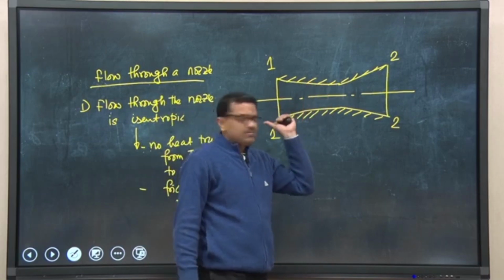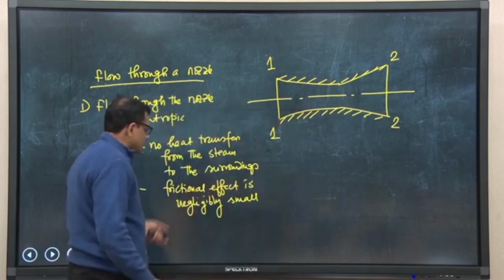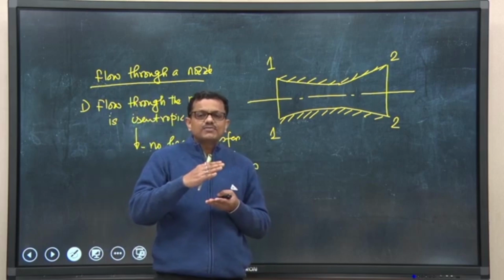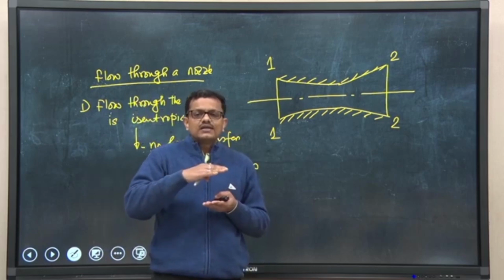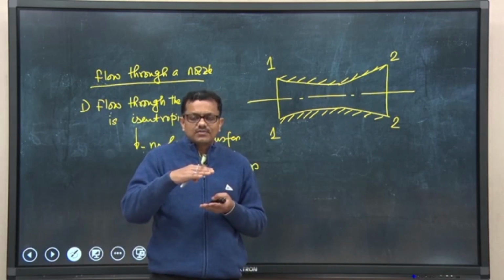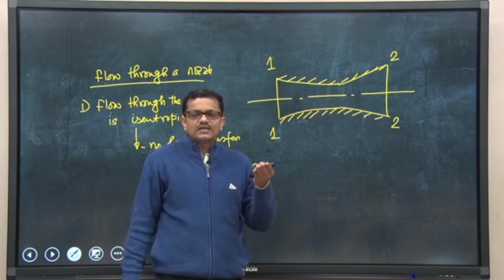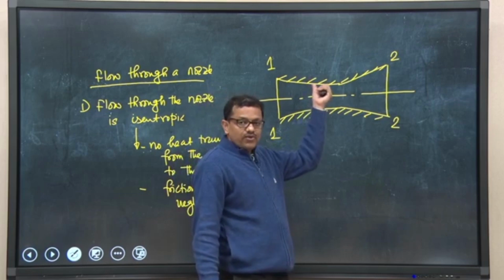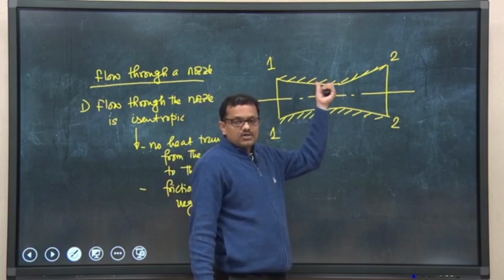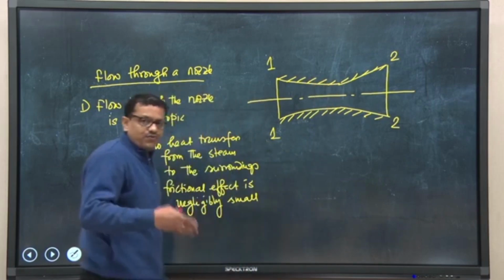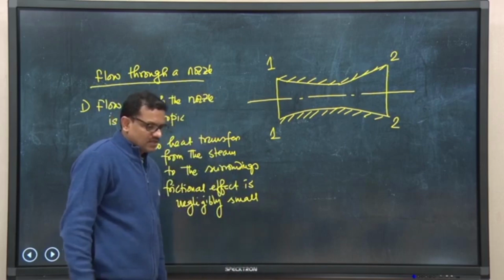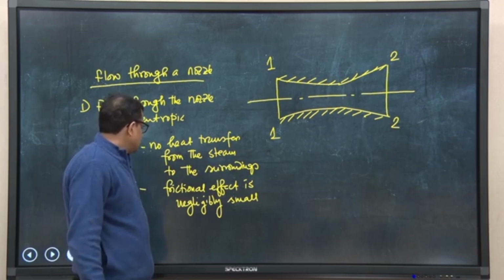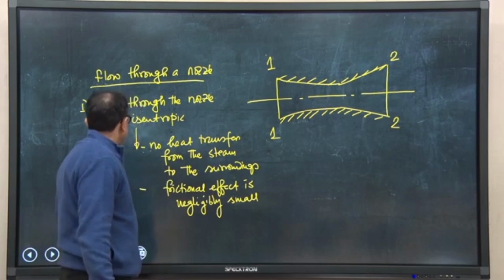So, here both internal and external friction are neglected. Internal friction is the frictional effect between two adjacent fluid layers, and external friction is the friction between the fluid layer and the solid wall. So, these two frictional effects are neglected. So, this is number 1.